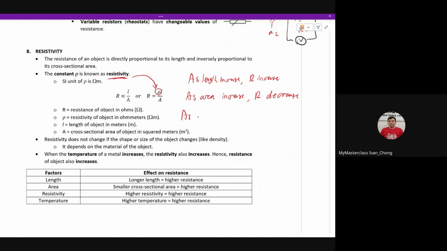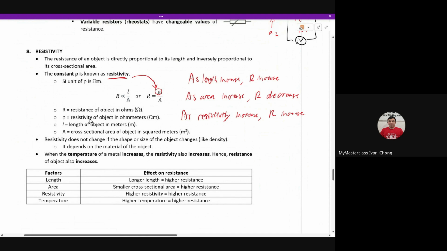Then as your resistivity increases, your resistance also increases. Whatever is in the numerator will have the same effect, and whatever is in the denominator will have the opposite effect. Do take note of this, because some questions will need you to use ratios to find your new resistance at the end. Later, when we do some practice or worked examples on this, it will make more sense to you.